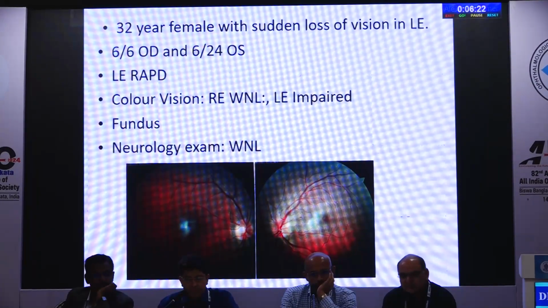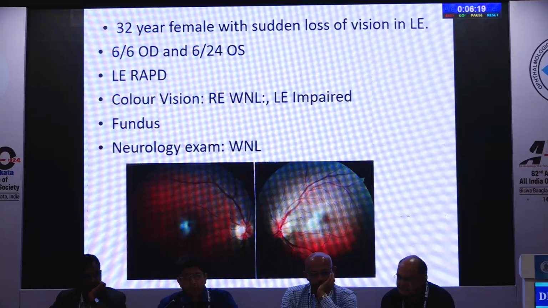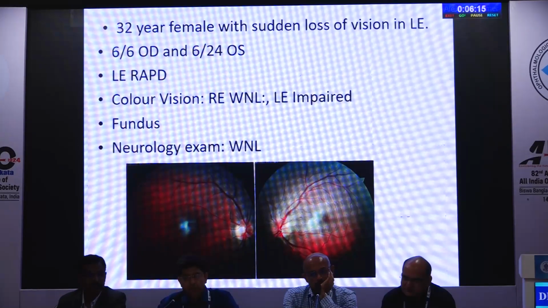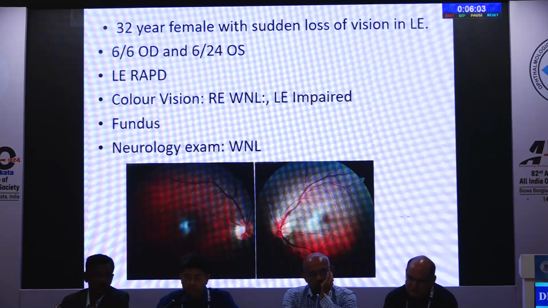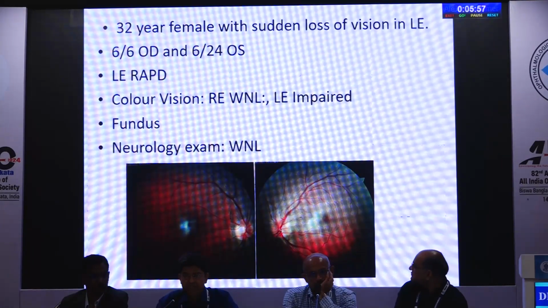So a young female, sudden loss of vision, moderate to severe left afferent pupillary defect. You have color also affected, although with that vision anyway color would be affected, so you need to actually ask how much more severe it is. Is it more than you're expecting? The rest of the fundus is essentially normal. The neurological exam is normal. So we have all the information that we essentially require.